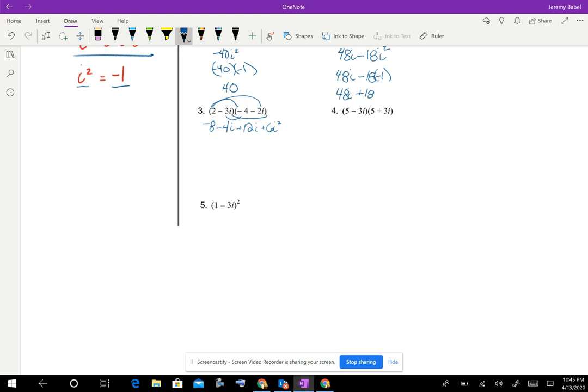6i squared. All right, so some things that we can do here, we can combine our -4i and plus 12i, and that would give us positive 8i, and then -8, and then plus 6i squared, but i squared is -1, so that's going to be -8 plus 8i minus 6, -1 times 6. Combine our like terms here, we've got -14 plus 8i.